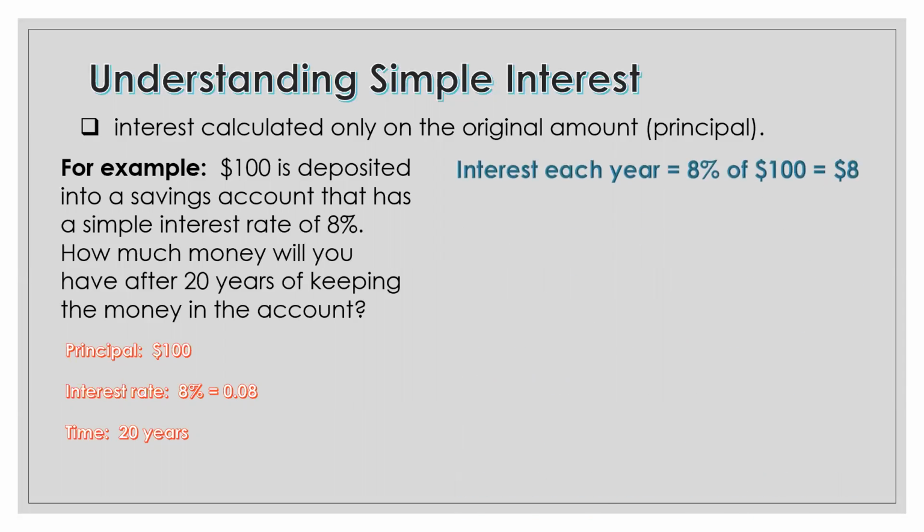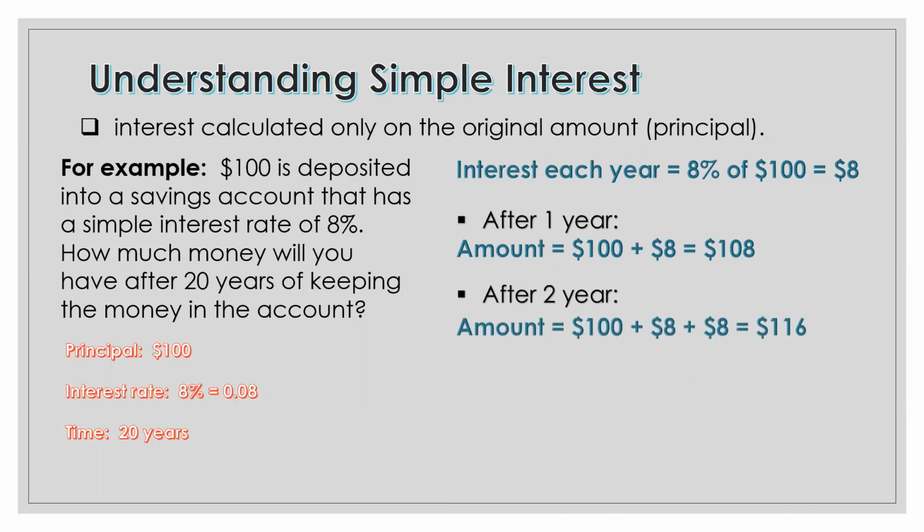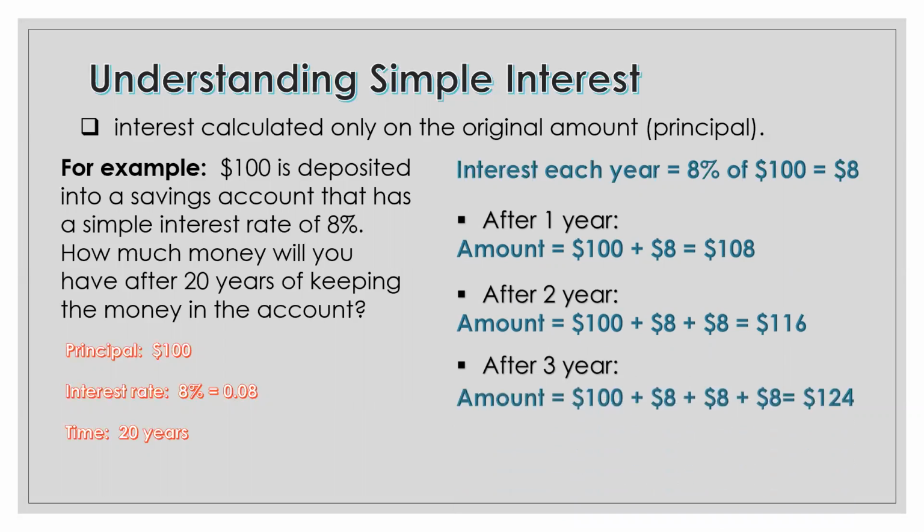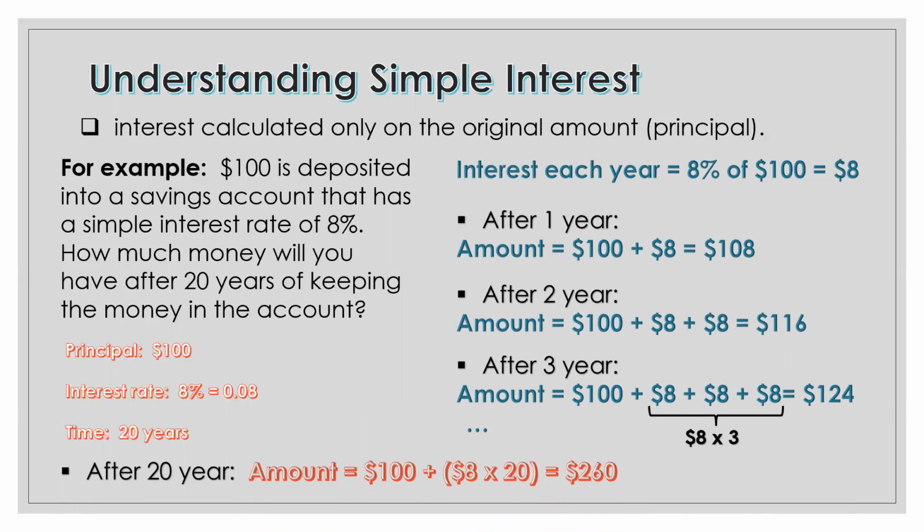Okay, so interest each year is 8% of 100, which would be $8. And that amount stays the same each year. So each year you'll have $8. So after year one, you'll have 108. After year two, you have 108 plus $8, which is 116. After year three, you'll have 100 plus $8, $8, and $8, which is 8 times 3. So you'll have 124.